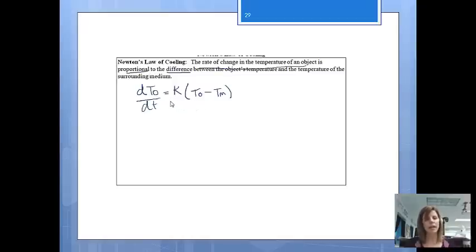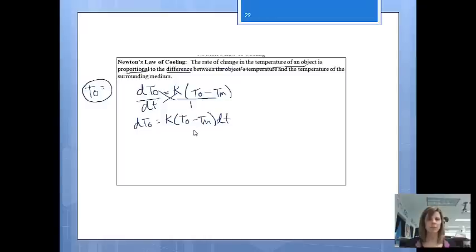Now we are going to attempt to solve this problem for T sub O. That's our goal. I'm going to cross multiply. Just to point out, k is a constant in this problem, and the temperature of the medium is also a constant because we're going to assume it's kept at a constant temperature, whatever it is.